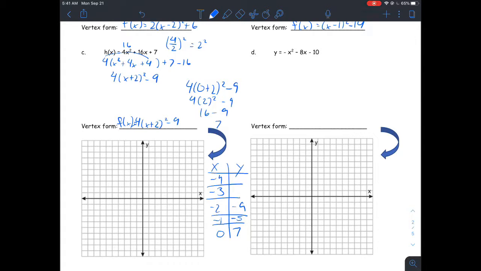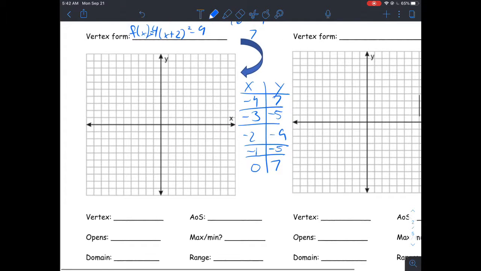Now on these, again, you can just do these on Desmos. All right, so feel free to plug these in on Desmos. And then we can go ahead and plot them. So we get minus 2, minus 9, minus 1, minus 5. Oops. And then 0, 7. And that is our parabola.